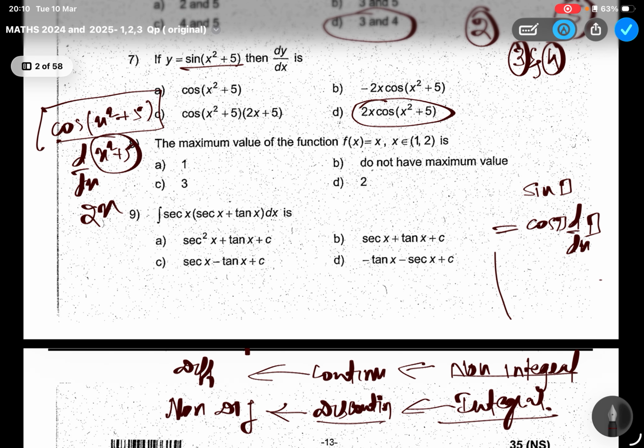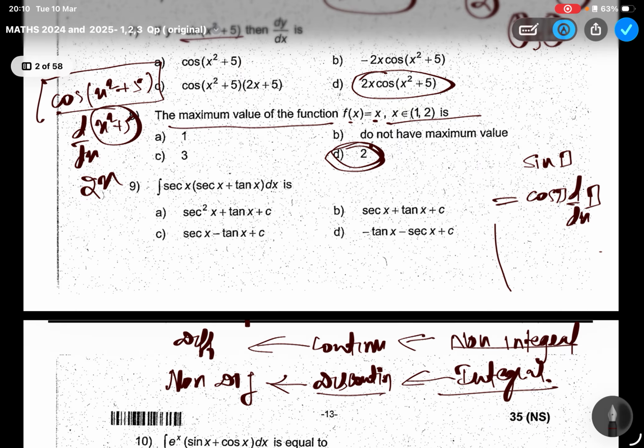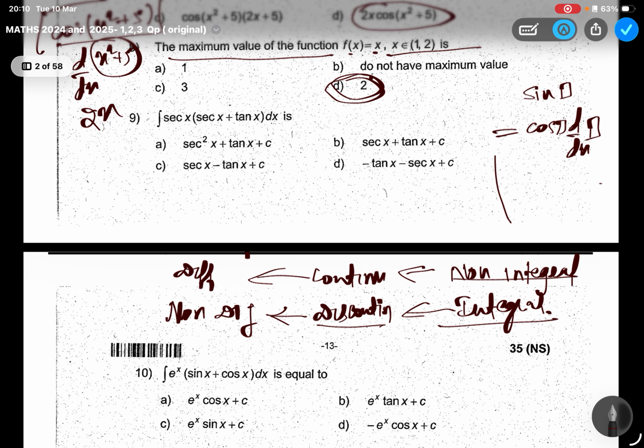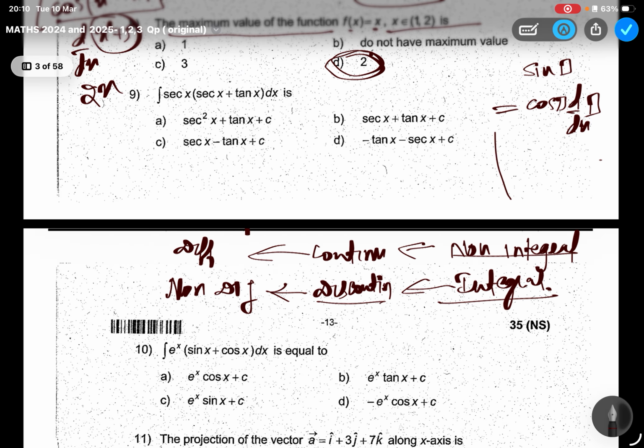Next, the maximum value of the function f of x equal to x, where x belongs to the open interval 1 2. So if the interval is open, then we will not get any maximum value. And here they have given the function sec x into sec x plus tan x.